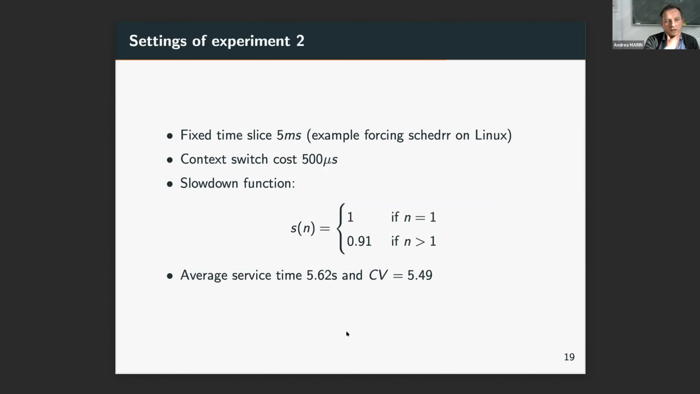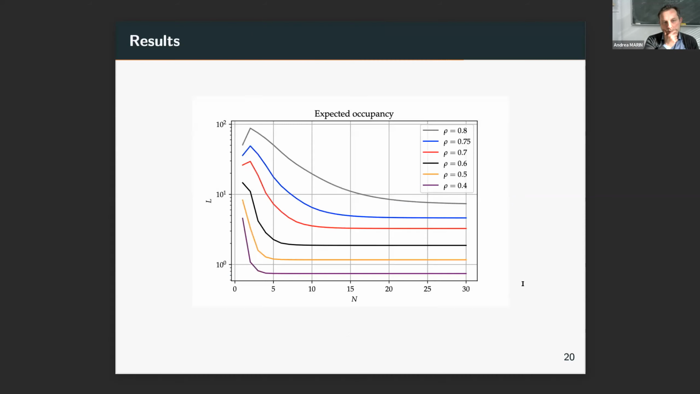In the setting of the second experiment, instead, we have a fixed time slice, while the one before was done with time slices that became smaller and smaller as more processes were present in the memory. And so we got a slowdown function that has this shape here. And we got this plot here. Let me discuss this plot because it's interesting.